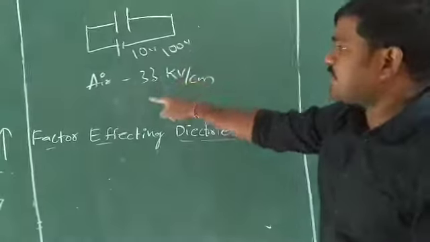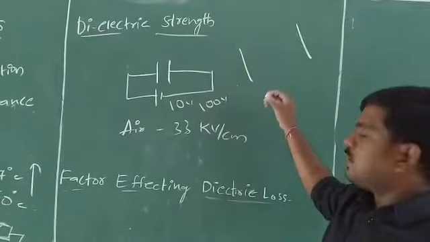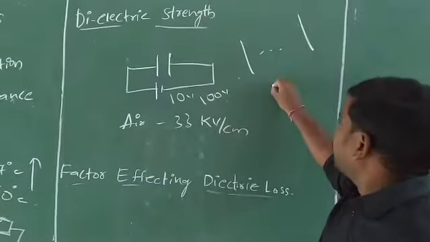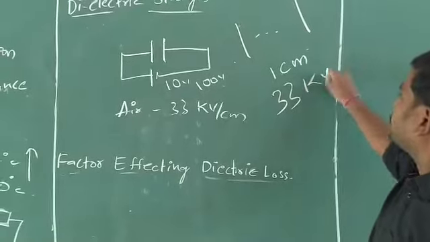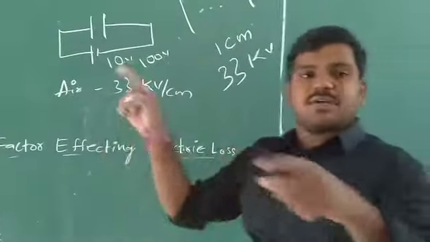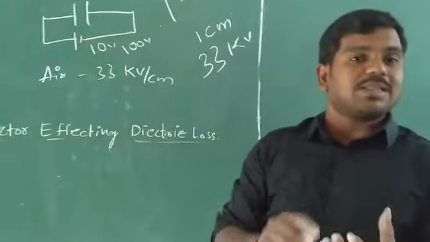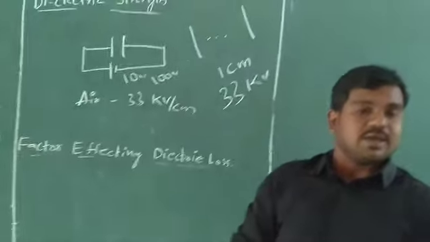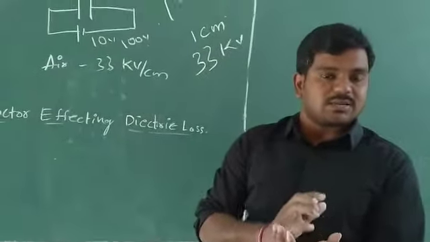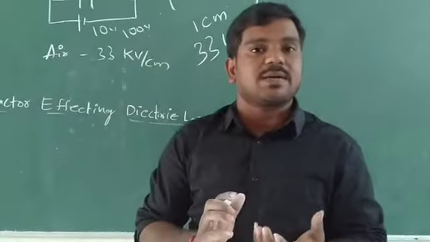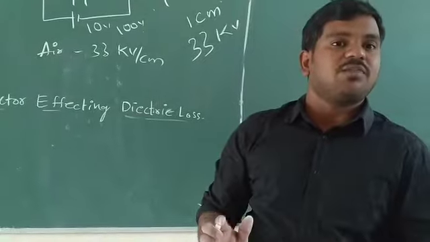For air, let's say this is a container filled up with air. In this air, for 1 centimeter of distance, we need to apply 33 kilovolts of voltage to get conduction in the air. Normally we are surrounded by air. If you want to get electric conduction in this air, you have to apply 33 kilovolts for every centimeter. Then the air will be conducting, that means the air will be electrified. That is the dielectric strength of air.